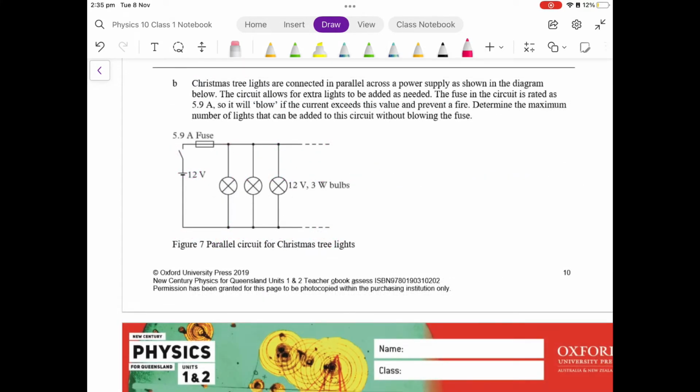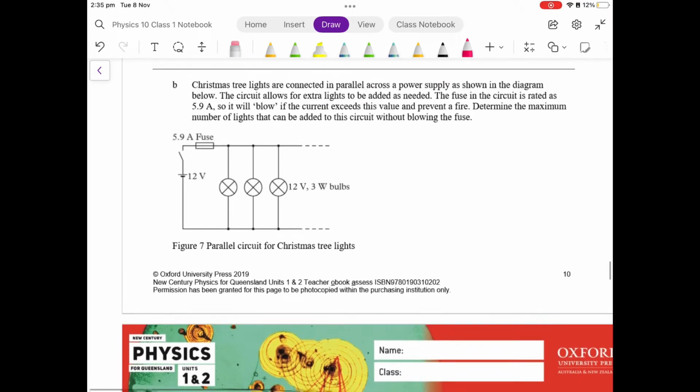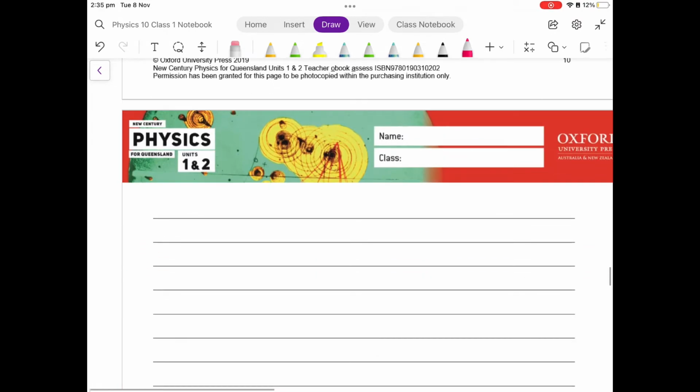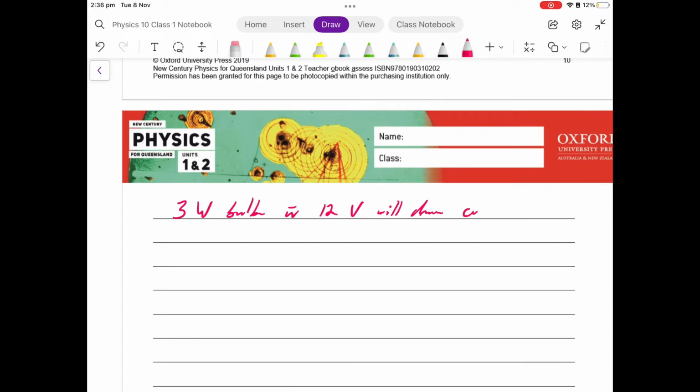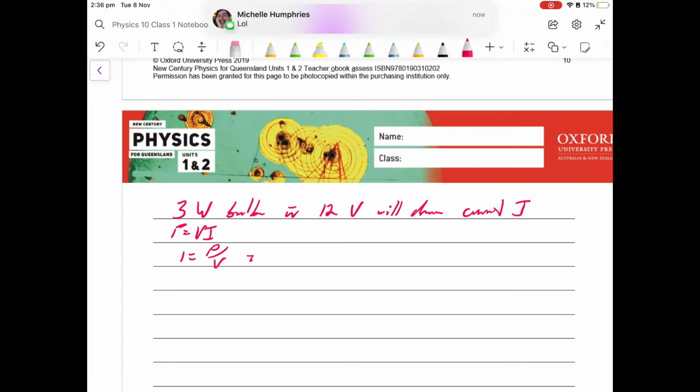So anyway, this question, we've got parallel lights hooked up, and we'll keep hooking up more and more lights in parallel until we blow the fuse. It's very similar to another question we've worked on here. Right. So a 3-watt bulb with 12 volts across it will draw a certain amount of current, given by P equals VI, so we rearrange to get I equals P over V, 3 over 12, so it's a quarter of an amp, 0.25 amps.